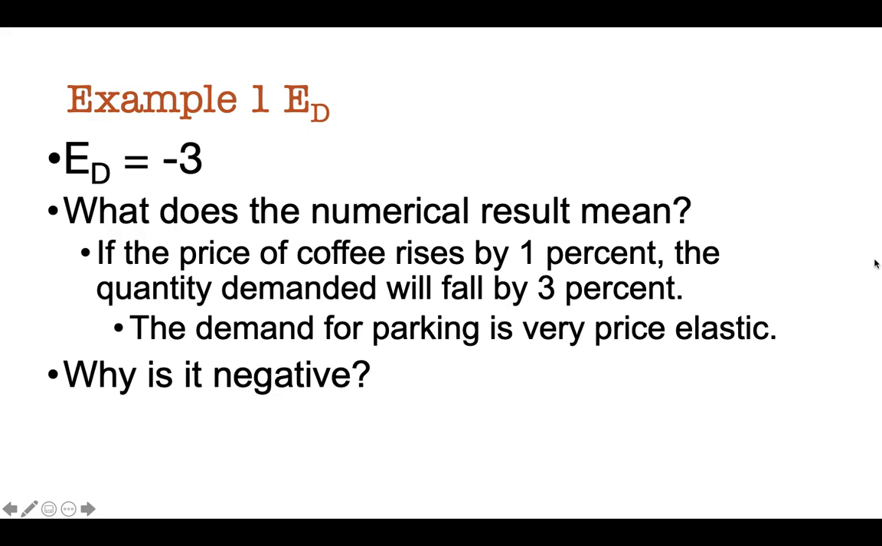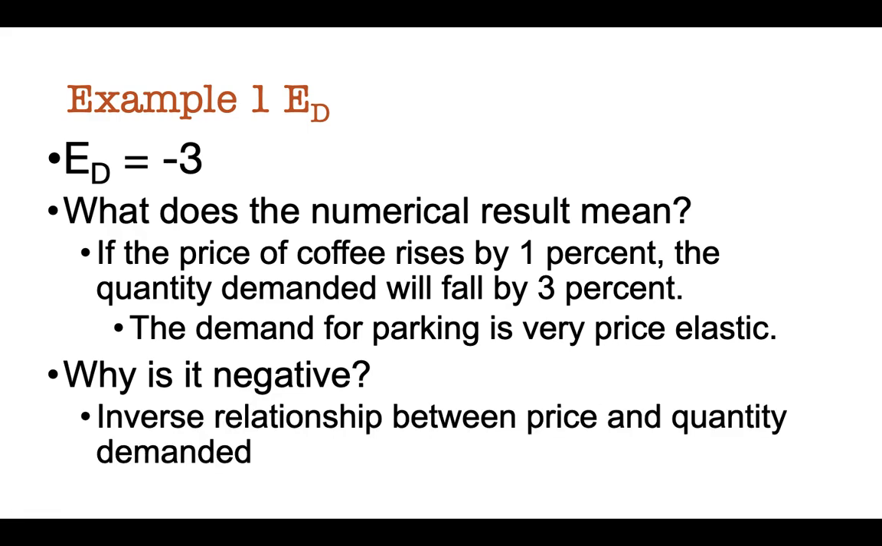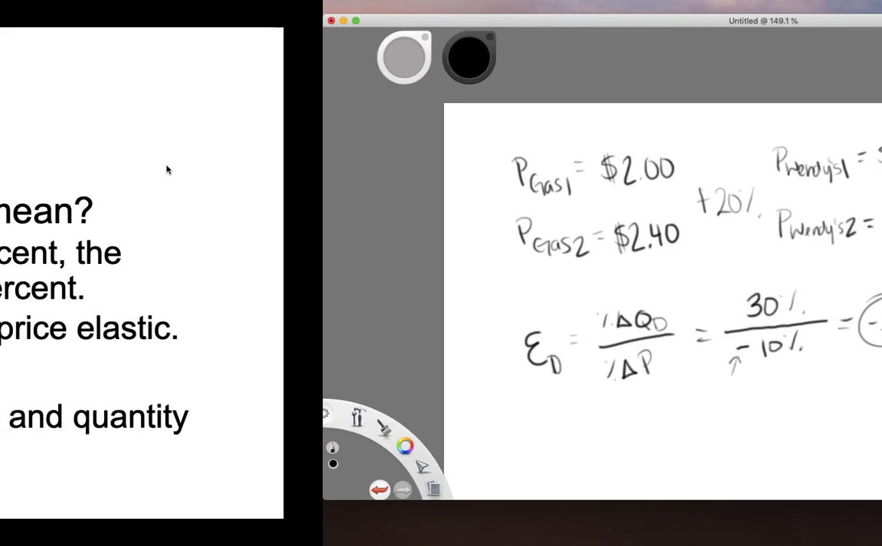So we're going to talk about why it's negative. The reason the price elasticity of demand here is negative is because there is that inverse relationship between price and quantity demanded, that law of demand. When price goes one direction, quantity demanded will always go the opposite. And so put somewhere in your notes, it's in your concept guide too, you can highlight it: elasticity of demand will always be a negative number. Here's why.